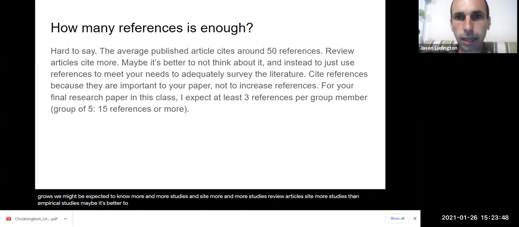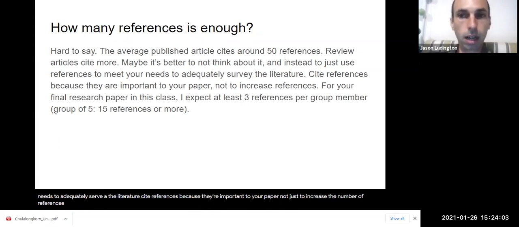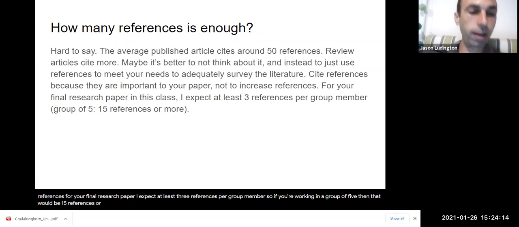Maybe it's better to not think about how many references you're citing, but instead just use the references that meet your needs to adequately survey the literature. Cite references because they're important to your paper, not just to increase the number of references. For your final research paper, I expect at least 3 references per group member. So if you're working in a group of 5, then that would be 15 references or more for your research paper. That's my rule for this year.